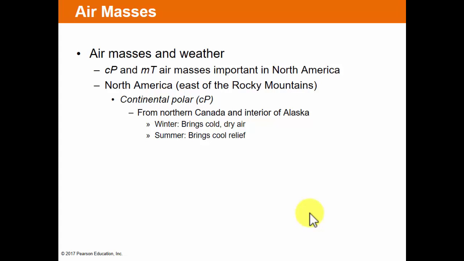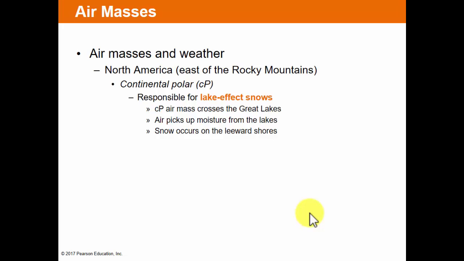So it comes in from northern Canada, even the interior of Alaska, and it moves south along the front range of the Rockies, actually uses those Rocky Mountains like a slide, and in the wintertime brings very cold and dry air, and in the summertime brings slightly cool relief to some of the northern states.